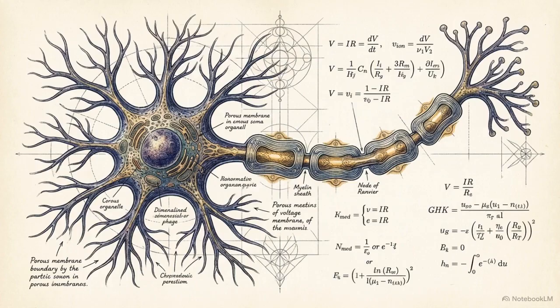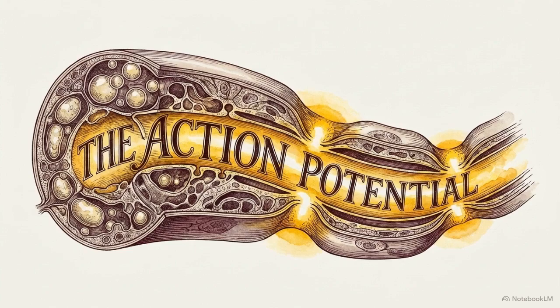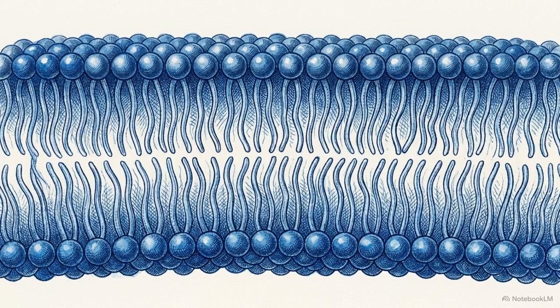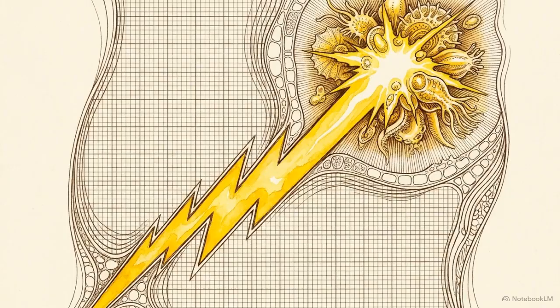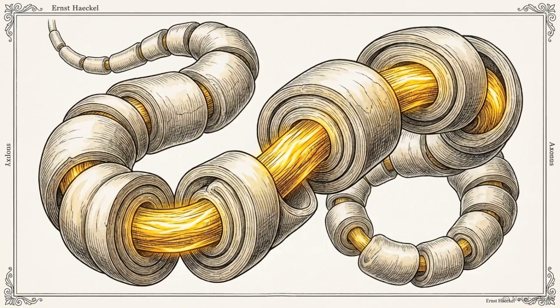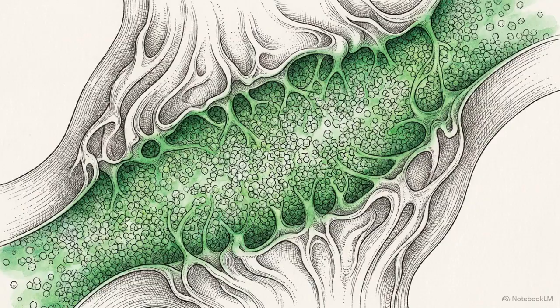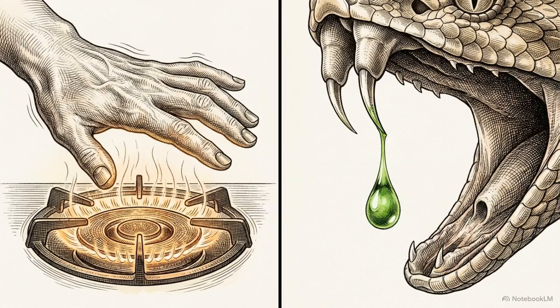To see exactly how this works, we are going to build the electrochemical model of the action potential from first principles. We will trace the exact sequence of events, starting at the resting lipid bilayer, tracking the initial voltage spike, riding that impulse down the axon, and finally crossing the synapse. This specific electrochemical sequence governs basic physical reflexes and determines the lethality of various neurotoxins.